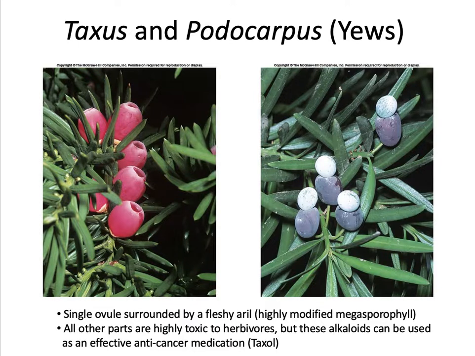Now for the yews, these plant parts are usually very toxic except for the cone. But these alkaloids found in their leaves can be used as different types of medicine, including a potent anti-cancer medication called Taxol. And when we see this bright red aril, who do you think is going to be drawn to that to eat it and disperse it? If you guessed birds, you are correct.